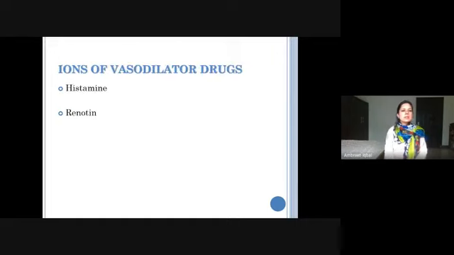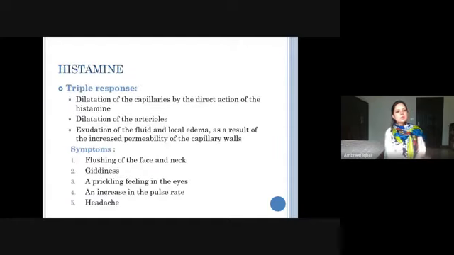There are certain other ions like histamine and rhinotine. They are used for their vasodilator effects in certain conditions. Where you use histamine, it is going to cause a triple response: dilation of the capillaries by the direct action of the histamine. This is a direct response of the histamine, that it dilates the capillaries.